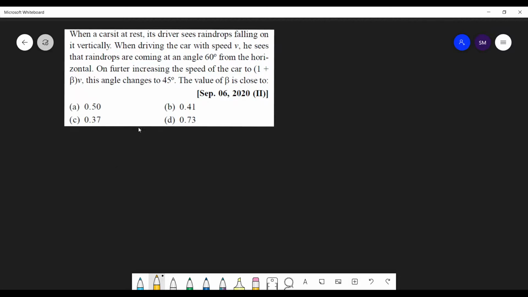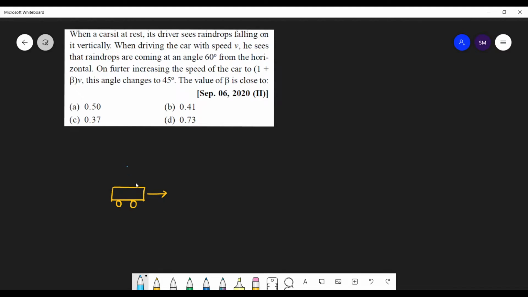When a car sits at rest, its driver sees raindrops falling on it vertically. So suppose this is your car moving in this direction, and raindrops are falling on it vertically when driving the car with speed v.